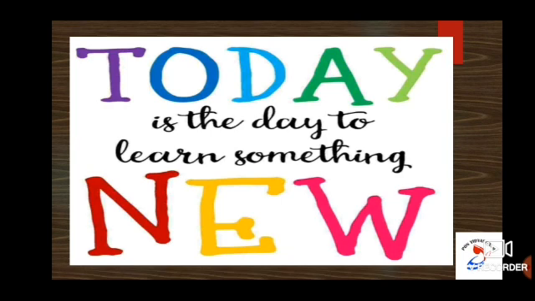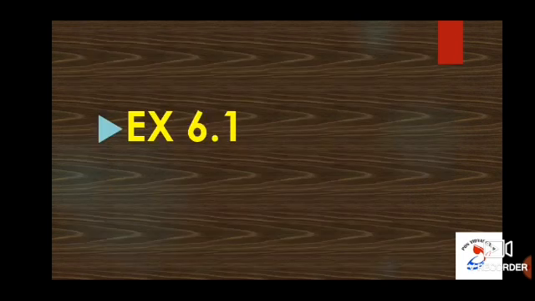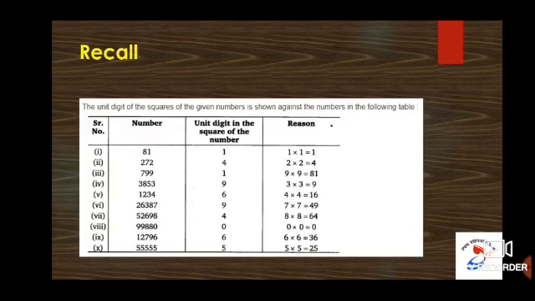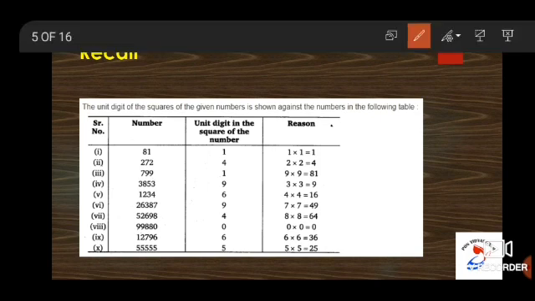Today is the day to learn something new. So children, let's learn the new exercise, that is 6.1. We'll start our today's session. Before starting with sum number 1, we'll just recollect that the unit digit of the squares of the given numbers is shown against the numbers in the following table.